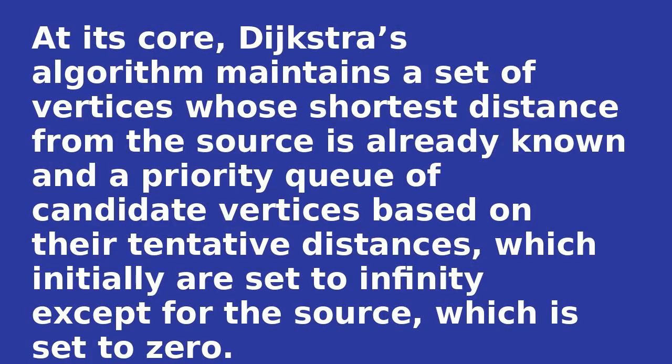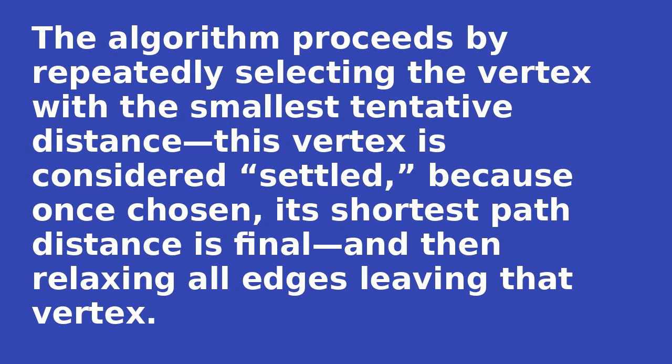At its core, Dijkstra's algorithm maintains a set of vertices whose shortest distance from the source is already known and a priority queue of candidate vertices based on their tentative distances, which initially are set to infinity except for the source, which is set to 0. The algorithm proceeds by repeatedly selecting the vertex with the smallest tentative distance.